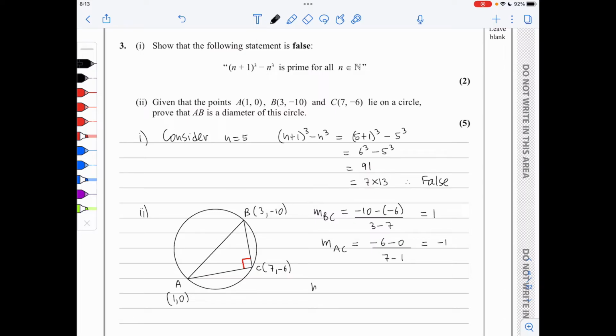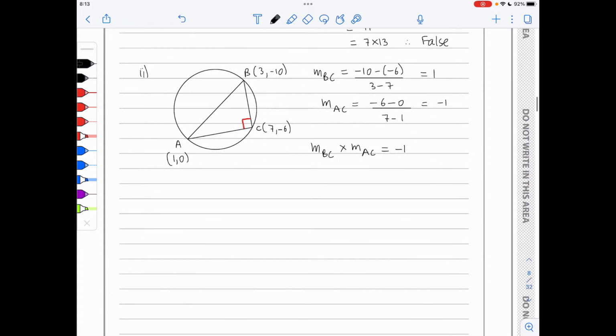We explicitly state that the gradient of BC times the gradient of AC is equal to negative 1, and therefore we conclude that ACB is 90 degrees. Because we know that the angle in a semicircle is a right angle, 90 degrees, then it must be the case that AB is the diameter, as we were required to show.